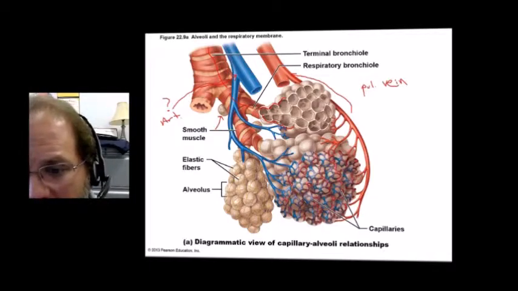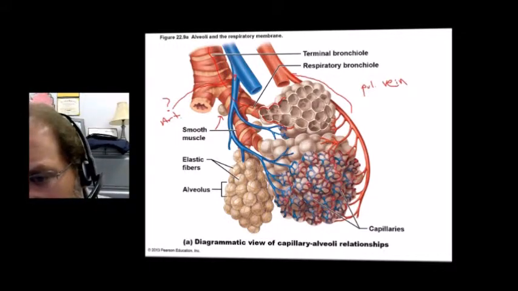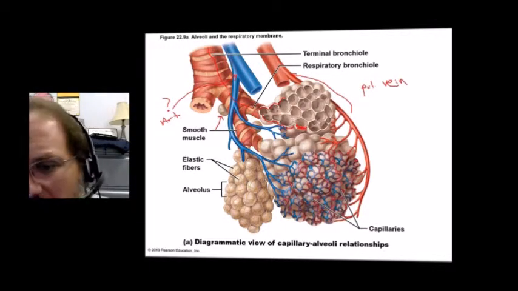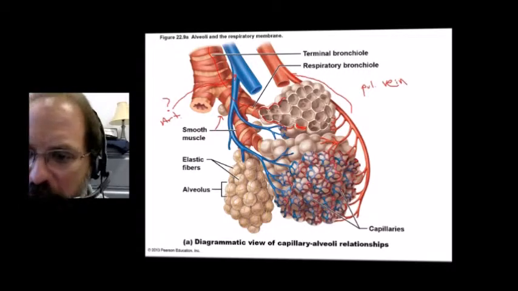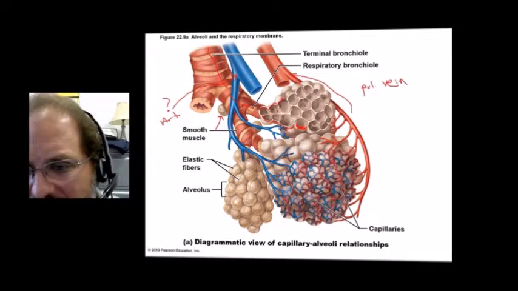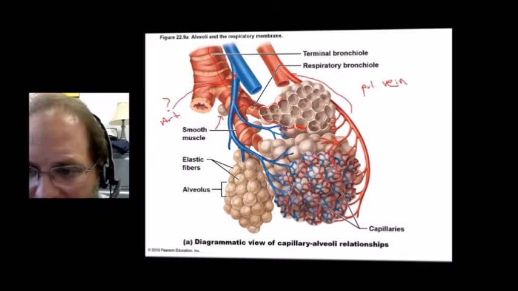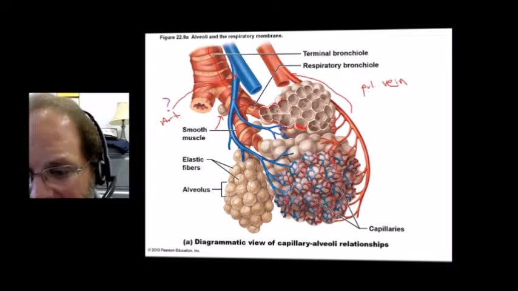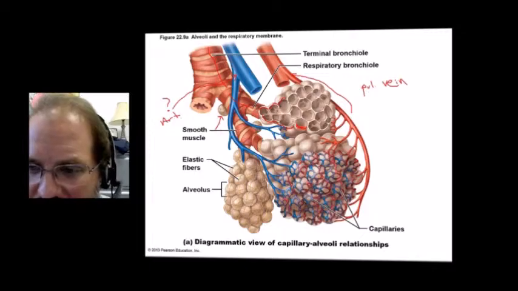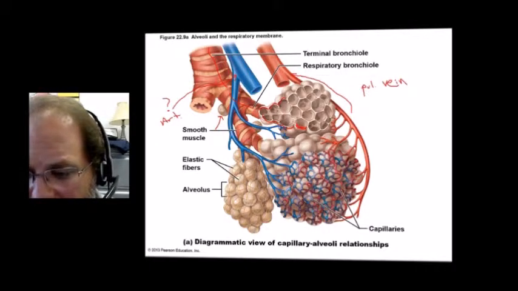So now we're going to spend some time talking about what happens right here in what's called the respiratory membrane. The air comes into these alveoli. Now there are two types of cells that make up these alveoli, and I'll talk about those in just a minute. Type 1 and type 2 pneumocytes. Only type 1 pneumocytes, the squamous guys, are the ones that do respiration. The type 2 pneumocytes, they secrete surfactant, which is like a detergent that helps lower the surface tension so these alveoli can remain open.